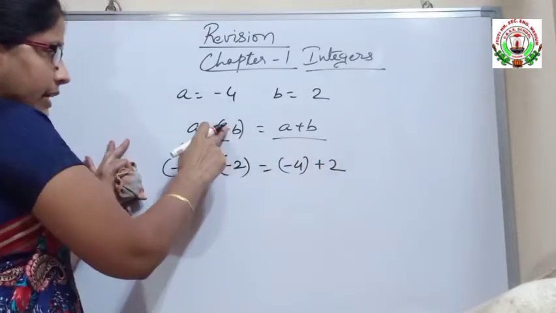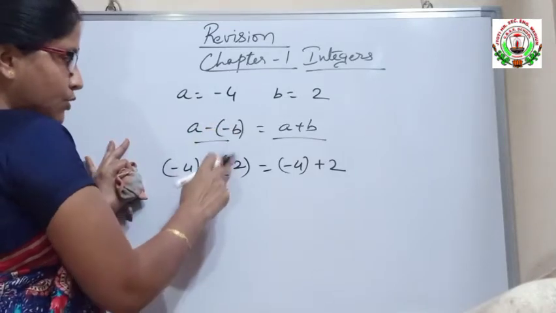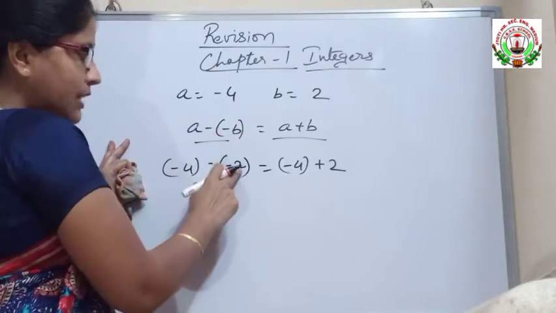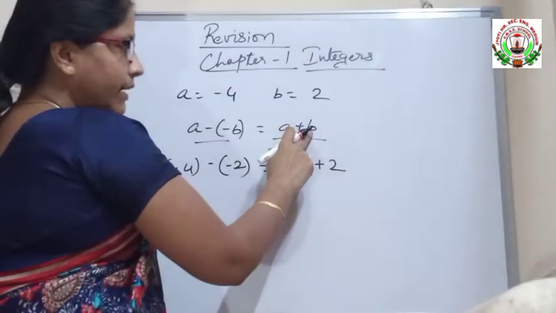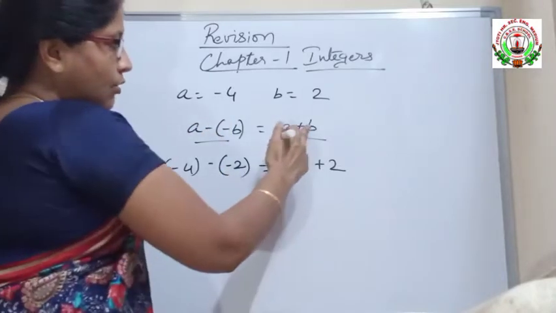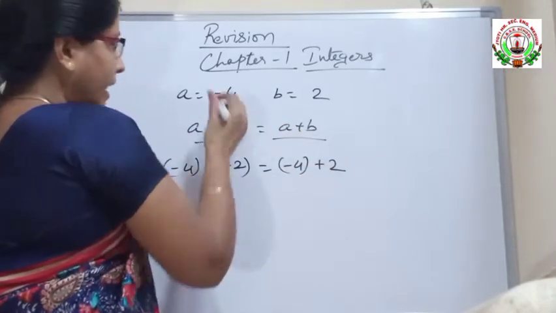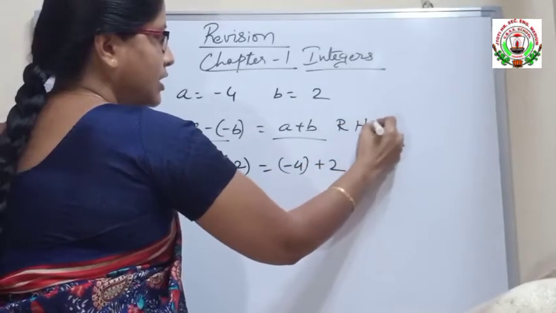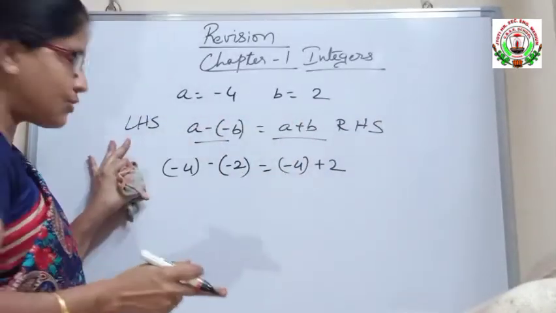I have written here, they have given minus B. So B's value is 2, so I have written it as minus B. And here, before B they did not give any sign, so I have written it directly. And this is your LHS and this is your RHS. We have to prove that LHS equals RHS.